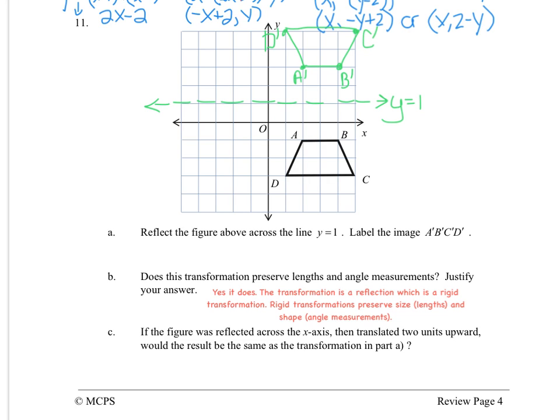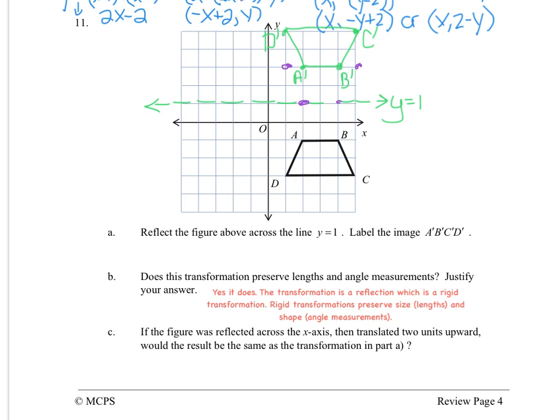Part C says if the figure was reflected across the x-axis, then translated 2 units upward, would the result be the same as the transformation in part A? Well, let's look. If we reflected across the x-axis first, A prime would be here, B prime would be here, C prime would be here, and D prime would be here.